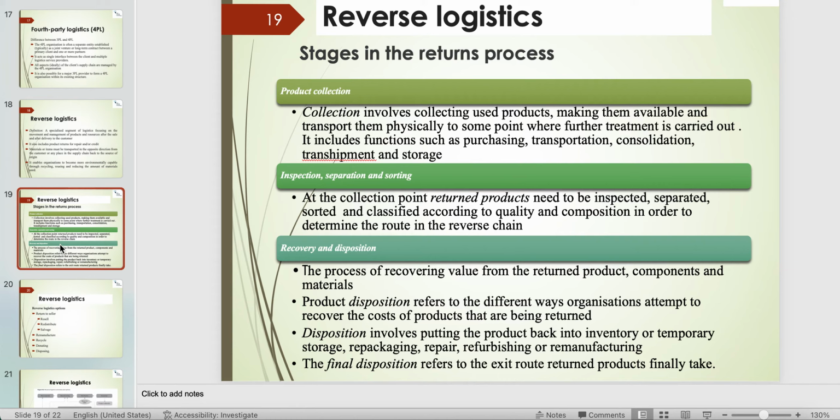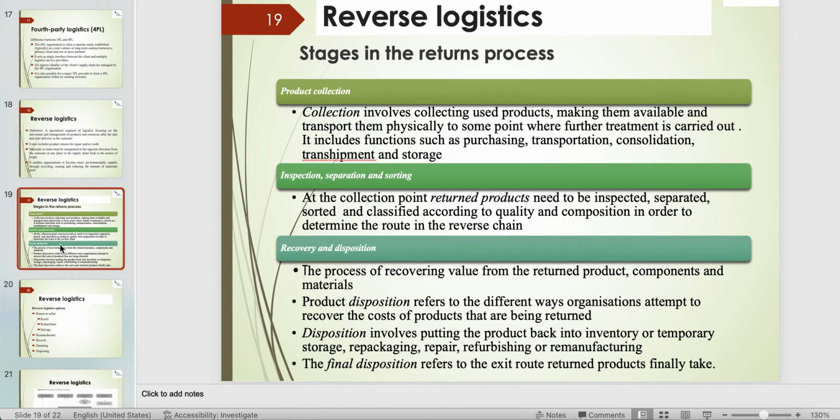Okay, when in collection, I said it needs to involve your transportation, it needs consolidation. At times there is transshipment and then storage, and further there is then inspection, separation, and sorting. And then the stage of recovery and disposition is where you are recovering, as the word says, the value from the returned product, if it is possible to recover certain parts or materials of it to be reused. Product disposition is where there are different ways companies attempt to recover the cost of the product. That is when you're trying to dispose of the product.